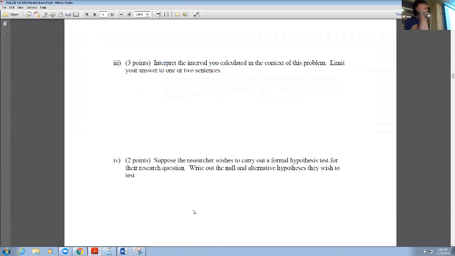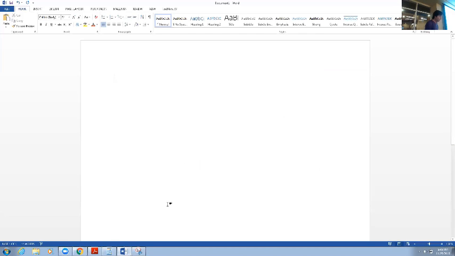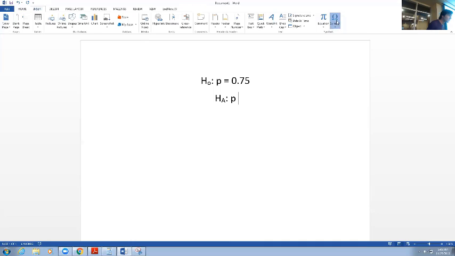So if the researcher wants to do a formal hypothesis test right here, to see if it's 75%, we need to look at the null and alternative. The null hypothesis states that the true proportion of UT sophomores that recycle is equal to 75%, where the alternative states that the true proportion of UT sophomores that recycle is what? Go ahead and tell me. 75%. This value will always be the same for both of them.